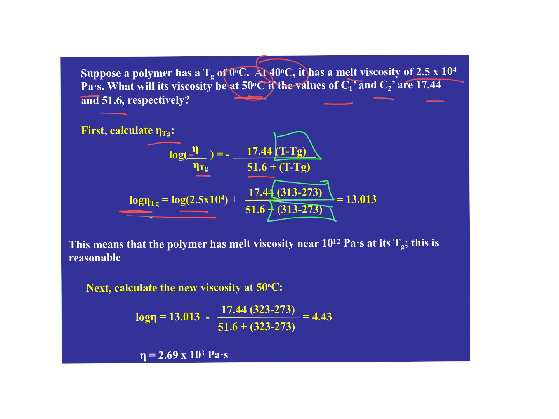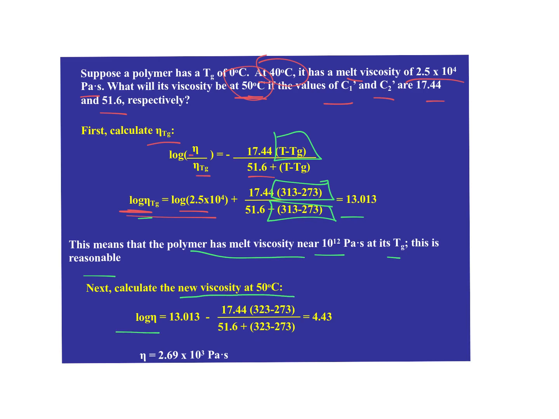And so we know that log of eta sub Tg is going to be equal to 13.013. And then, again using the inverse value of logs, we have a melt viscosity of about 10 to the 12 Pascal seconds at Tg. This is quite reasonable. All right, it's a really high value. 10 to the 12th of anything is pretty darn high. That's not unusual.